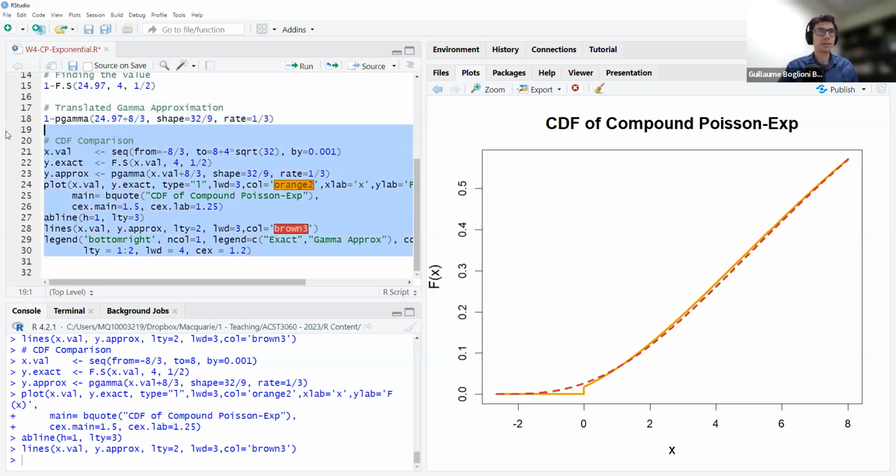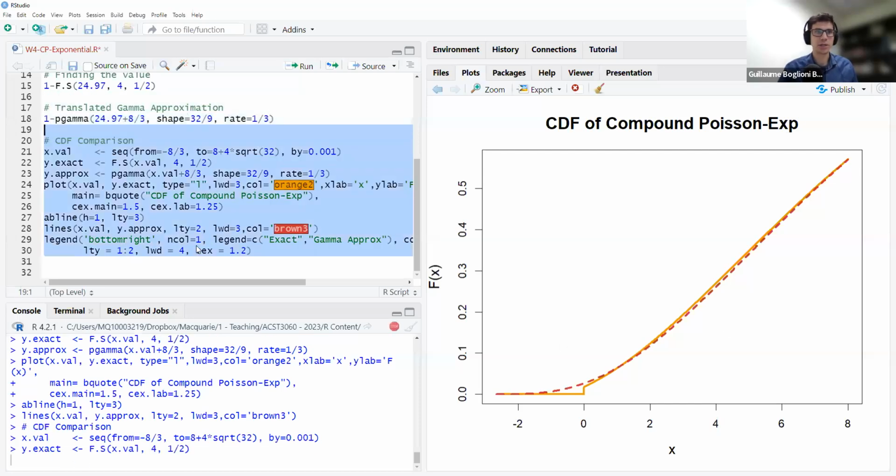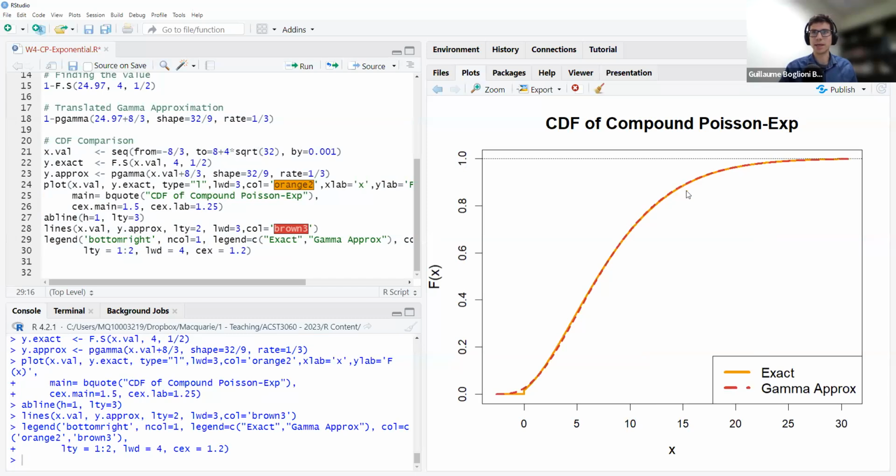And I forgot, at the end you can add a legend here: exact, approximate, and gamma approximated. Very good approximation, which I think makes sense here because we're summing exponentials. If we were summing a fixed number of those, we would have exactly a gamma. Now we're summing a random number of them, so it's not exactly a gamma, but I think it makes sense that the gamma approximation to a random sum of exponentials would be quite good. But again, it's not a guarantee that the approximation will always be good.